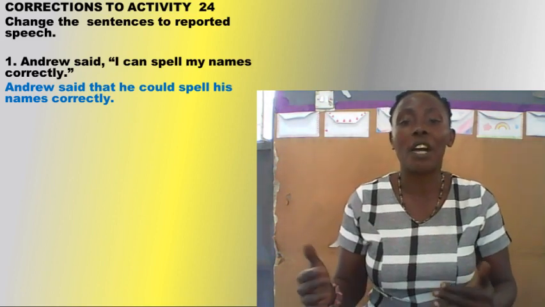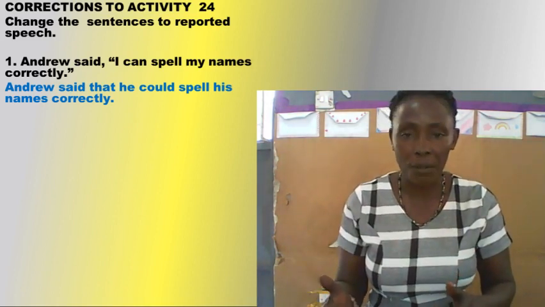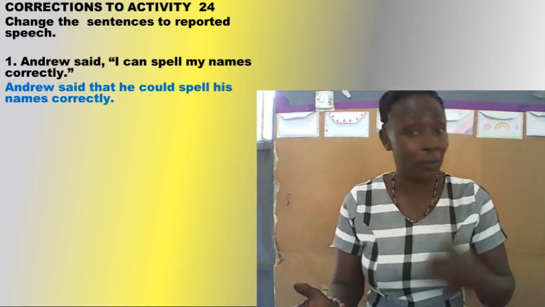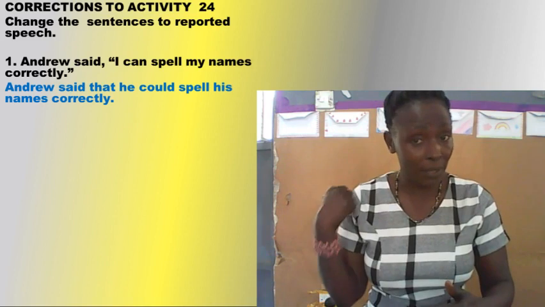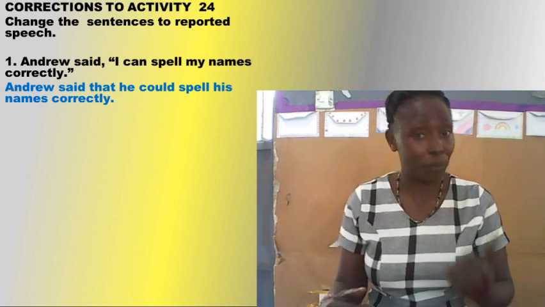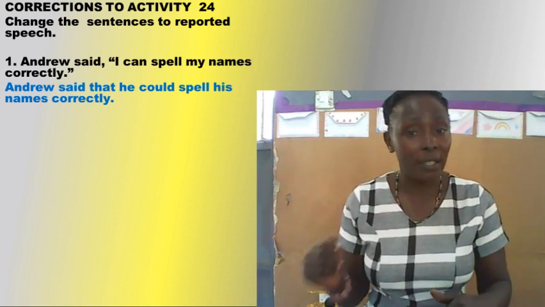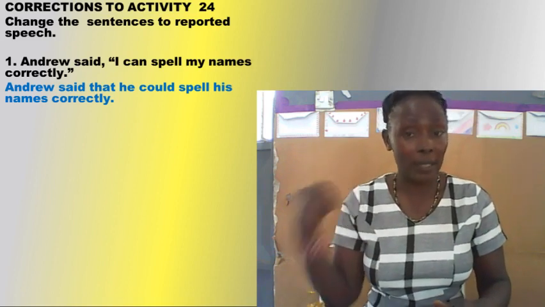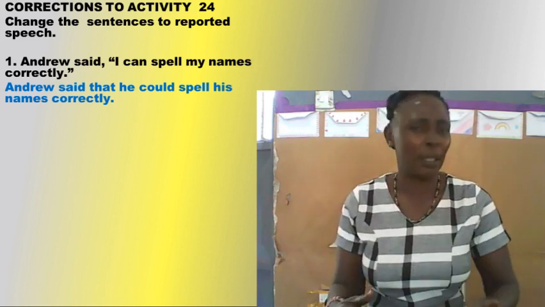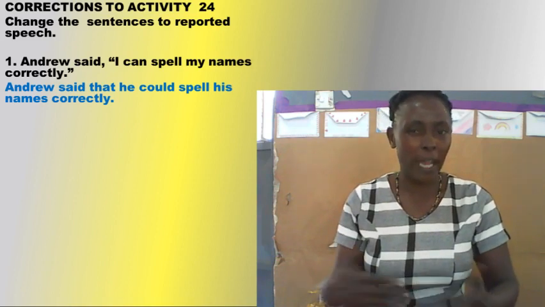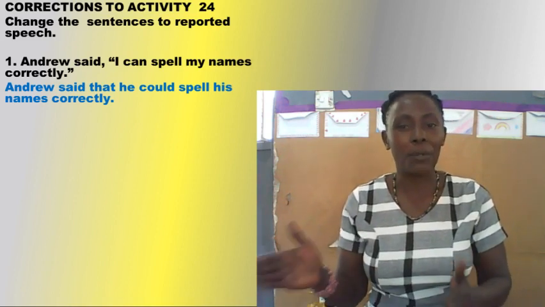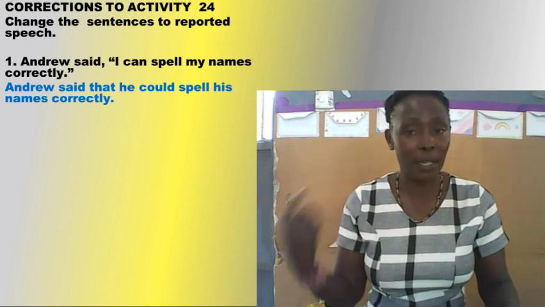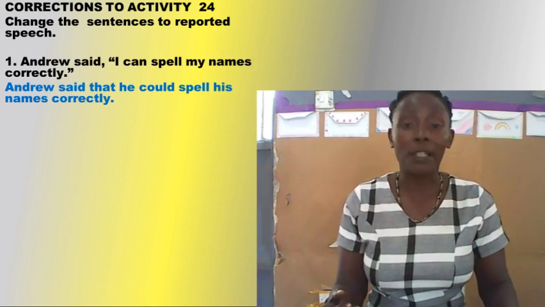So we have changed our proper pronoun I to he because you're talking about Andrew. We have changed the can to could because of time. Andrew might have said those words yesterday, and for you, I reported today. Or he might have said those words last week, and I've reported this week. So time changes. That's why I have to say, Andrew said that he could spell his name correctly. If you got it right, please write letter C beside that question.